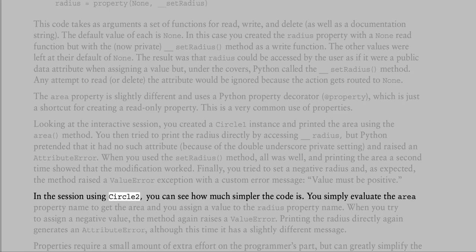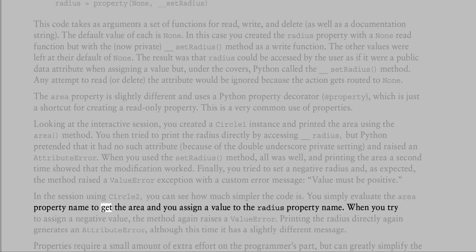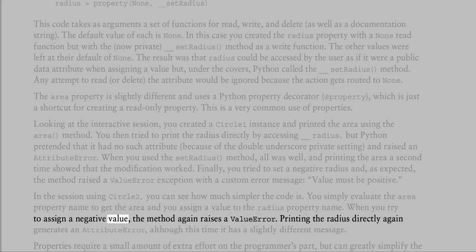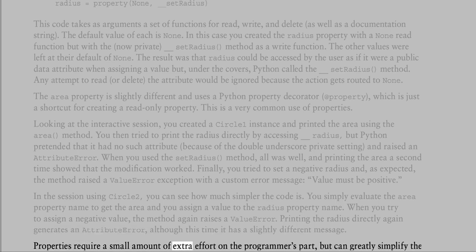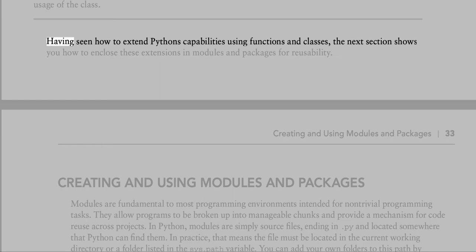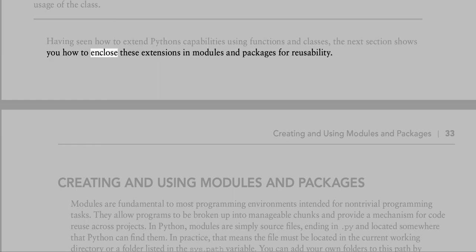In the session using circle2, you can see how much simpler the code is. You simply evaluate the area property name to get the area, and you assign a value to the radius property name. When you try to assign a negative value, the method again raises a ValueError. Printing the radius directly again generates an AttributeError, although this time it has a slightly different message. Properties require a small amount of extra effort on the programmer's part, but can greatly simplify the usage of the class. Having seen how to extend Python's capabilities using functions and classes, the next section shows you how to enclose these extensions in modules and packages for reusability.